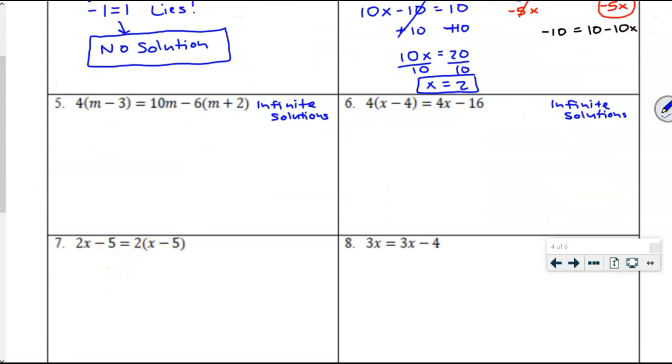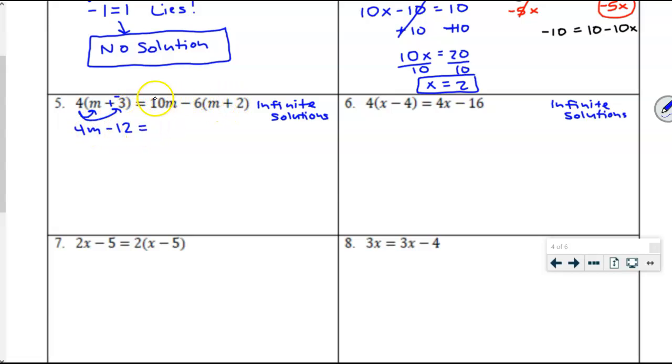5. We've got to take a couple of simplifying steps here. The left-hand side is pretty easy to simplify. 4 groups of m is 4m. We're subtracting, so 4 groups of subtracting 3 is going to be subtracting 12. And yes, I could have changed that to adding a negative, but I'm also trying to save a little bit of time so that I don't always have to do that.